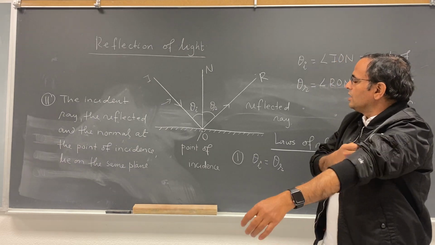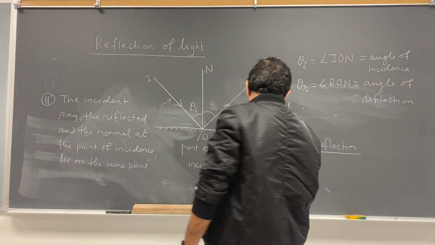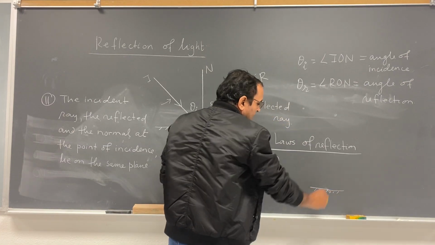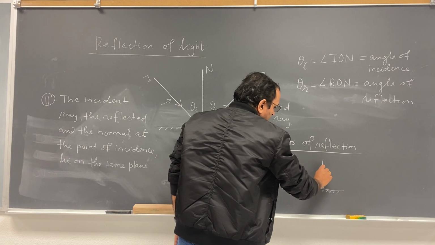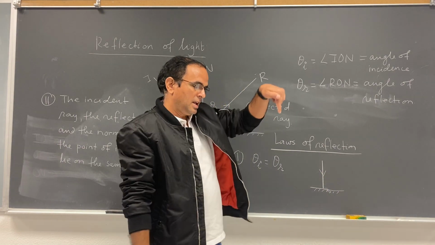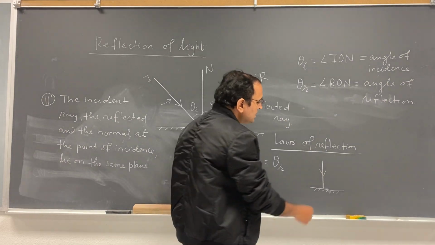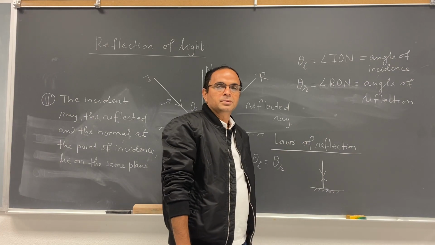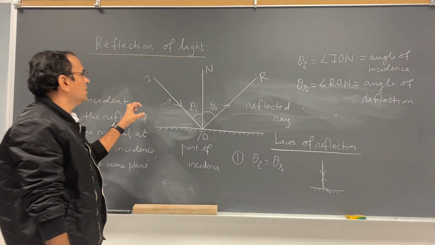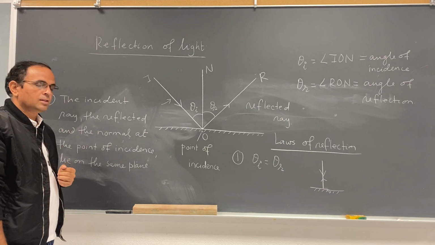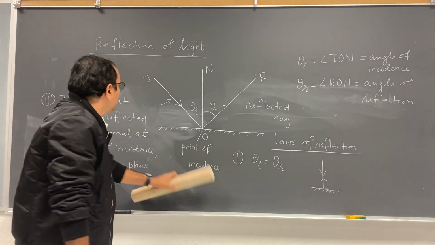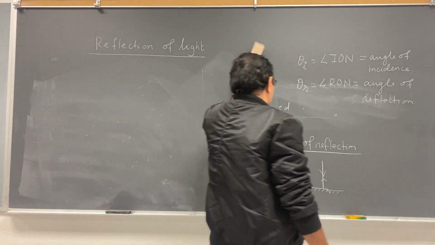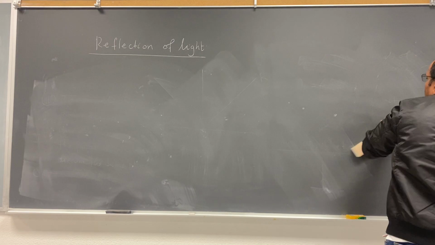And if you want, you can make another law also. If you have a plane mirror like this, and a ray of light strikes it perpendicularly, it simply retraces, goes back to the same medium, at 90 degrees, perpendicular. Okay, so this is the reflection of light and the laws of reflection of light. Here I used the plane mirror, so let us talk a little bit about the plane mirror.